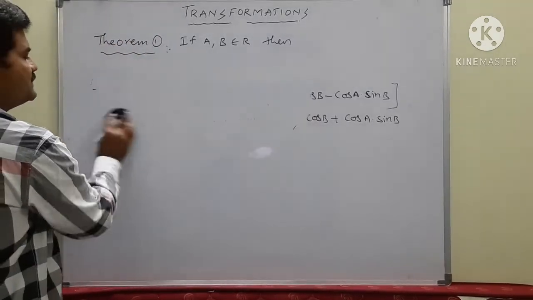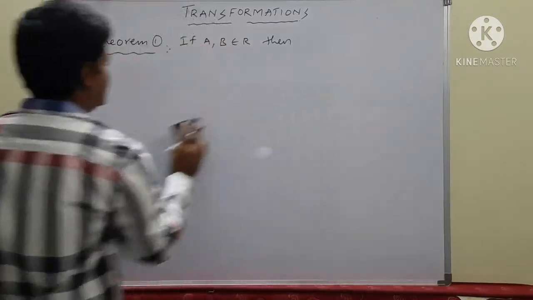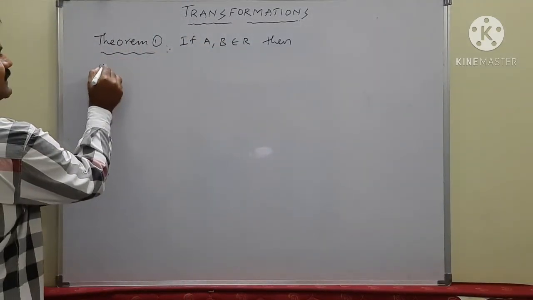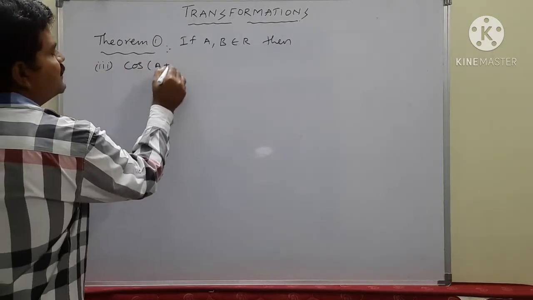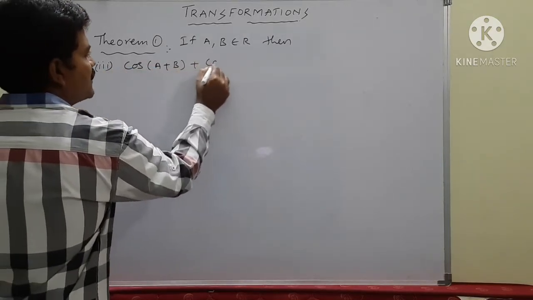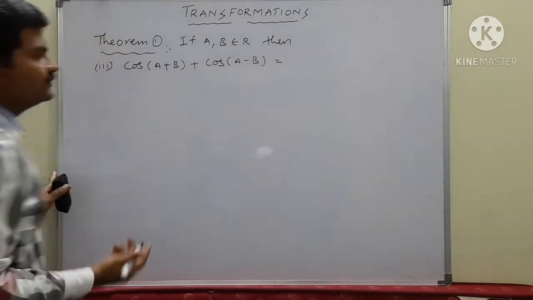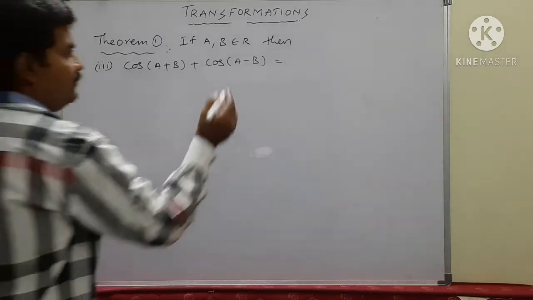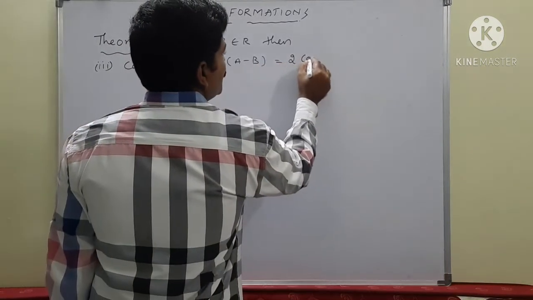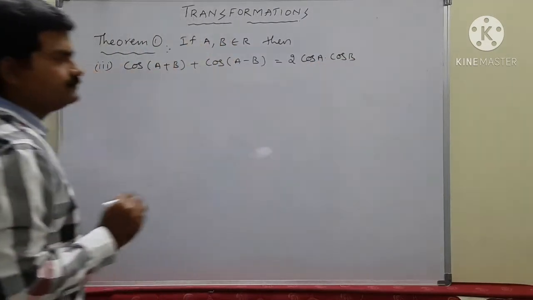So coming to the next result, we just completed sin of a plus b plus sin of a minus b, and sin of a plus b minus sin of a minus b, right? So now cos of a plus b plus cos of a minus b is equal to, can you guess? 2 cos a into cos b.